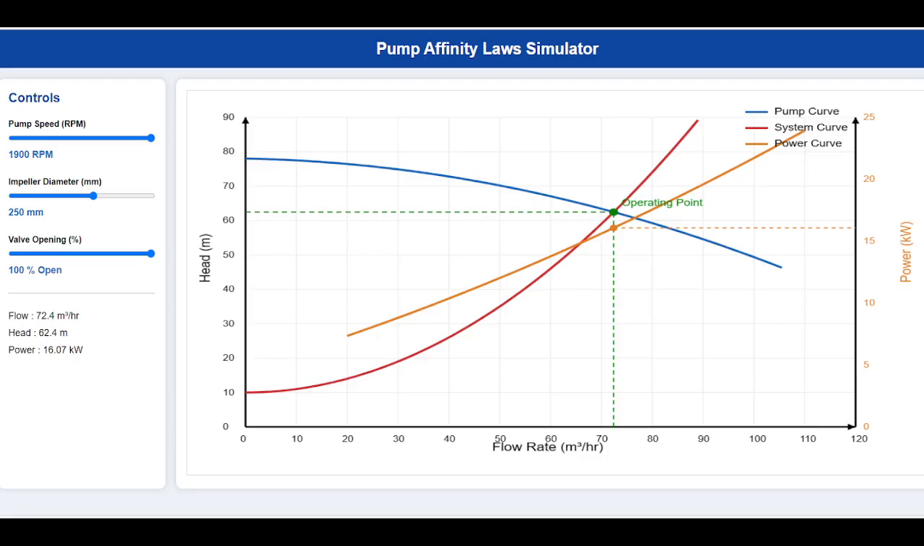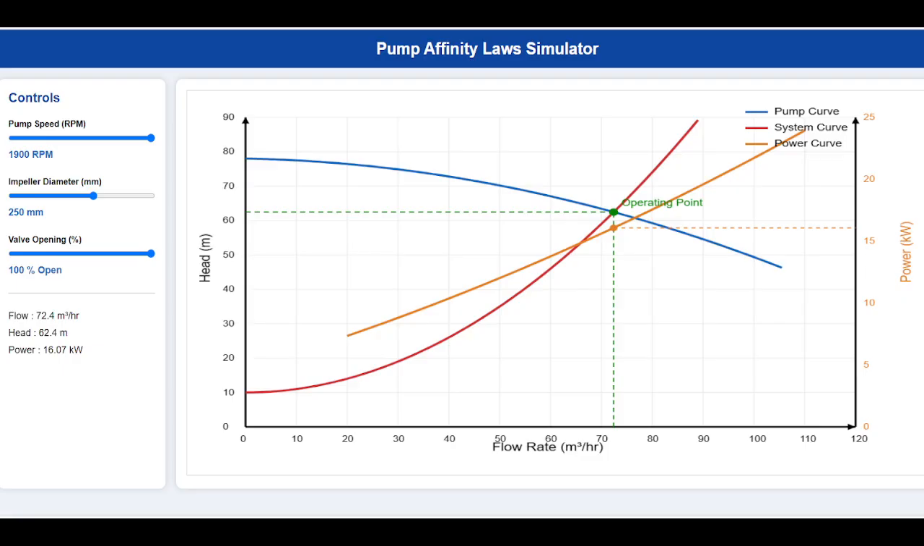Let's begin by changing the pump speed. Currently, the pump is operating at its rated speed. This is our reference condition. Now, I'll gradually increase the pump speed. As you watch the graph, pay close attention to the pump curve, the power curve, and the operating point.